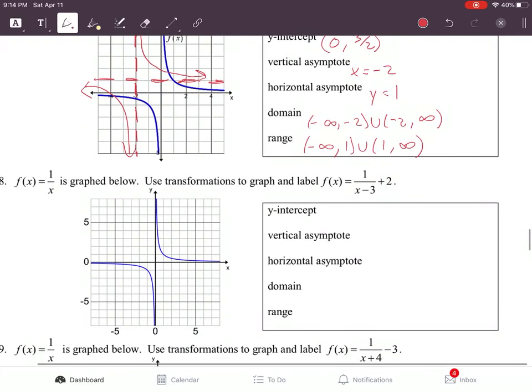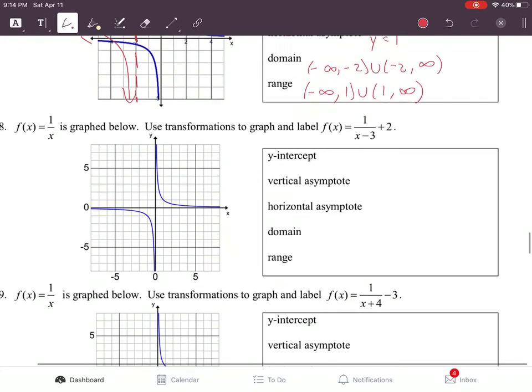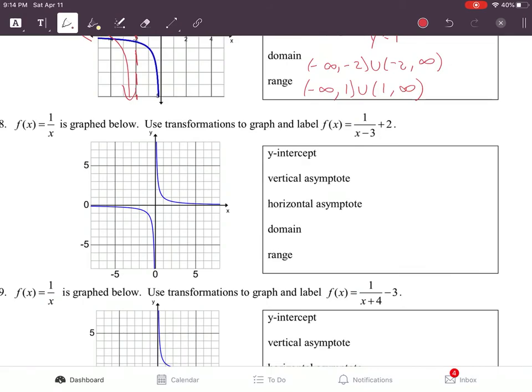All right, let's look at the next one. So we have our graph, and we want to look at our transformation. So minus 3 is our horizontal shift going to the right by 3, and our plus 2 is going up by 2. So for our asymptotes, we go to the right by 3 and put in our asymptote. And the horizontal asymptote goes up by 2.